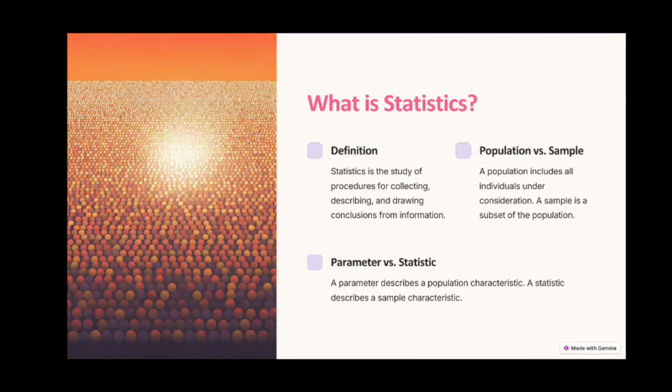Now, I'm going to start with the basic definition of statistics. Statistics is the study of procedure for collecting, describing, and drawing conclusions from information. And in statistics, we have two things that we need to talk about. The first is the population, and the second is the sample. What is a population? A population includes all individuals under consideration, while a sample is the subset of the population.